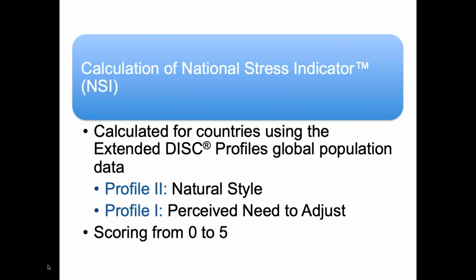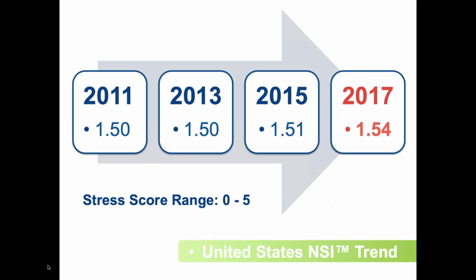So let me give you some examples of this scoring. First, let's look at the United States. I have the data that I pulled starting from 2011 and moving through our most recent score indicator for the United States, which is in 2017.